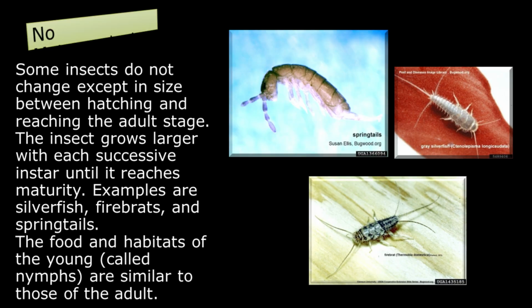Some insects do not change except in size between hatching and reaching the adult stage. The insect grows larger with each successive instar until it reaches maturity. Examples are silverfish, firebrats, and springtails. The food and habits of the young, called nymphs, are similar to those of the adult.